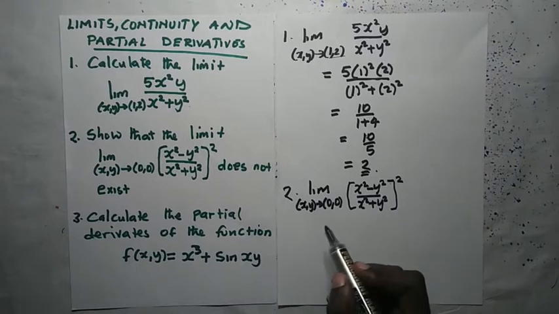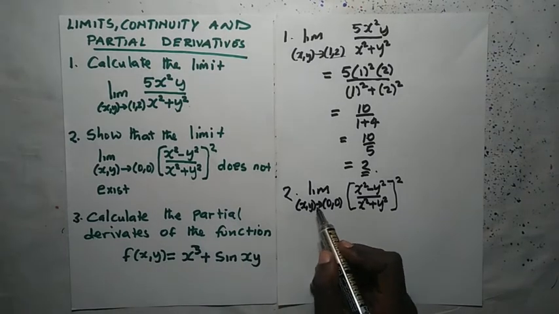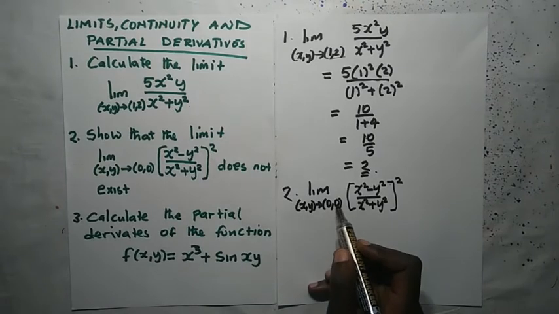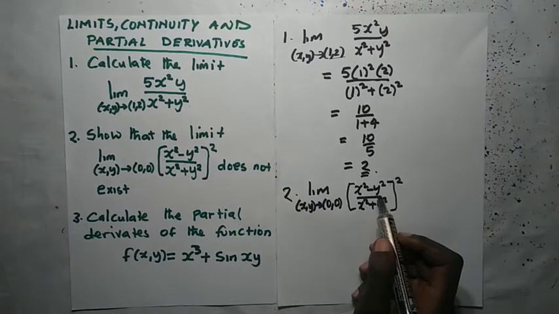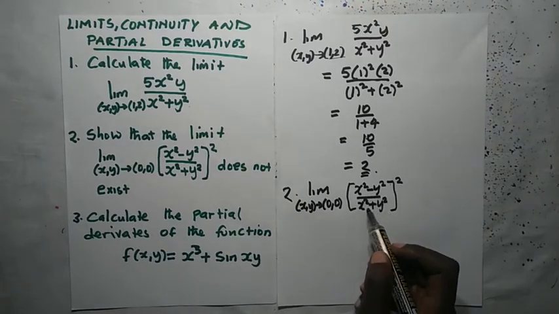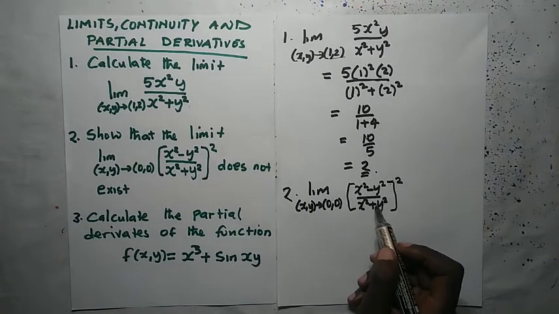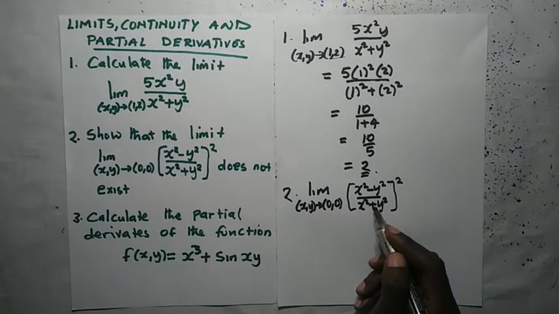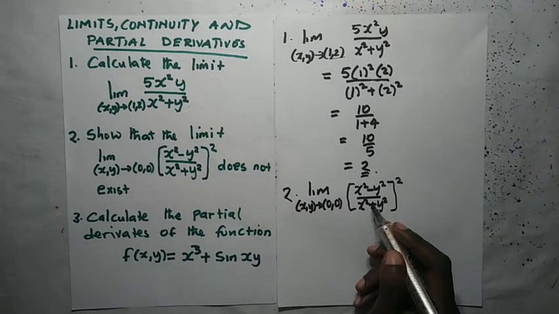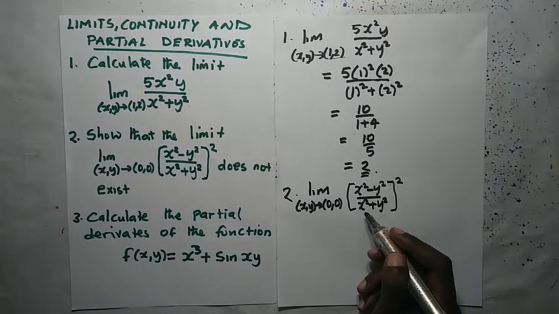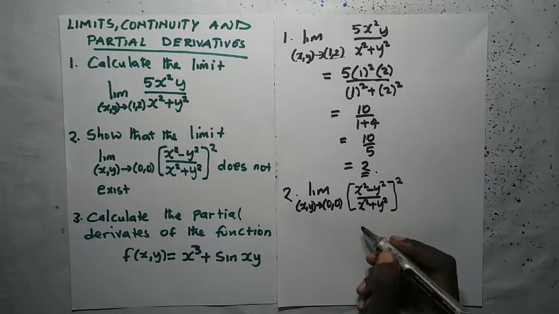Here, when we look at what we are given, (x, y) approaching (0, 0), we cannot substitute (0, 0) into this function, because we will have 0 in the denominator. We'll be dividing by 0, which is undefined. So the way we approach this question is to approach the limit from two different directions.